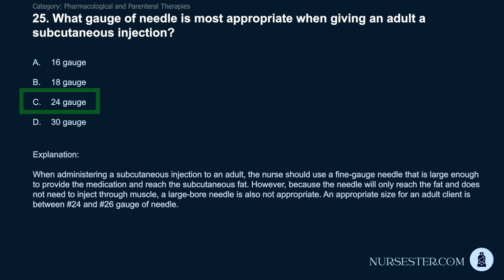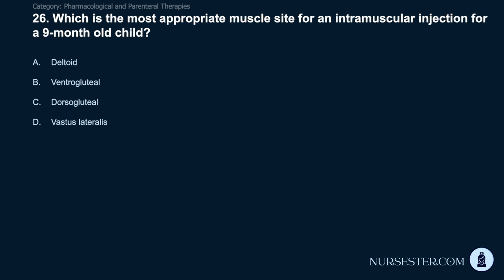When administering a subcutaneous injection to an adult, the nurse should use a fine gauge needle that is large enough to provide the medication and reach the subcutaneous fat. However, because the needle will only reach the fat and does not need to inject through muscle, a large bore needle is also not appropriate. An appropriate size for an adult client is between number 24 and number 26 gauge of needle.